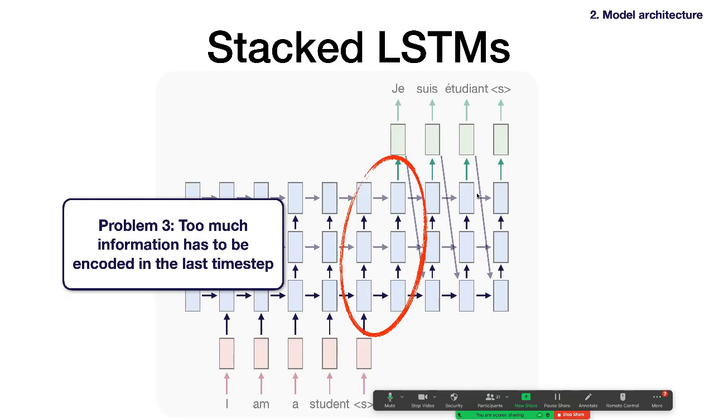There's another problem though, and this is one that we alluded to earlier. When you're encoding an entire sentence, there's a lot of information that has to be encoded in that last time step. So there's a bottleneck here, an information bottleneck between the encoder and the decoder.